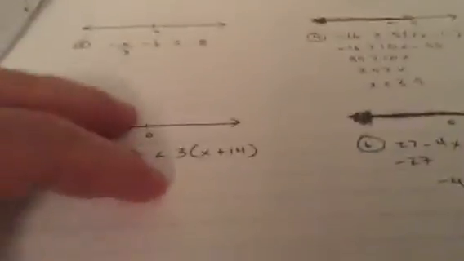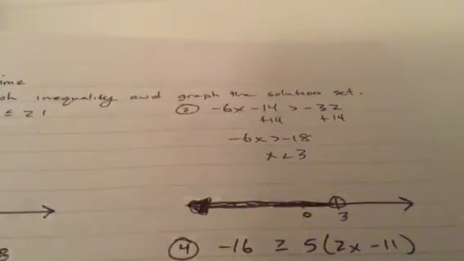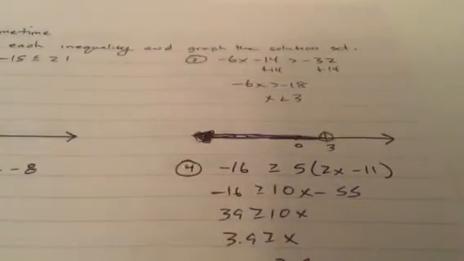So on page 10 here, take a look at number 2. Simply add 14 to both sides. Divide by -6. Flip the sign. Less than. Open circle, shade to the left.